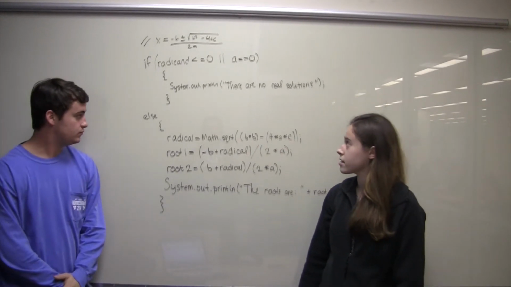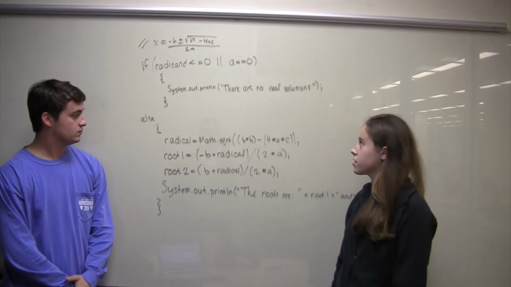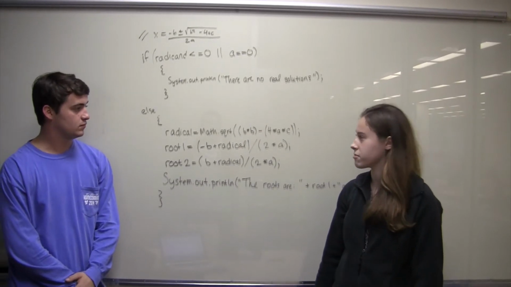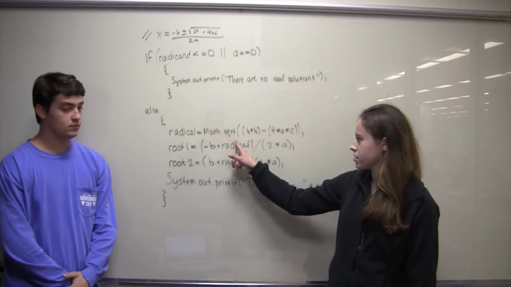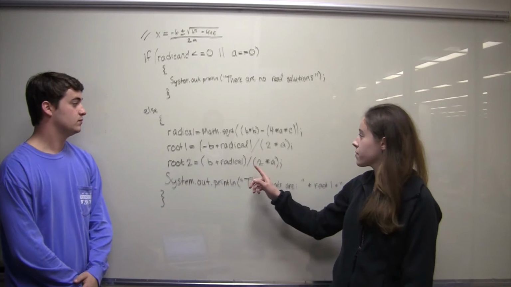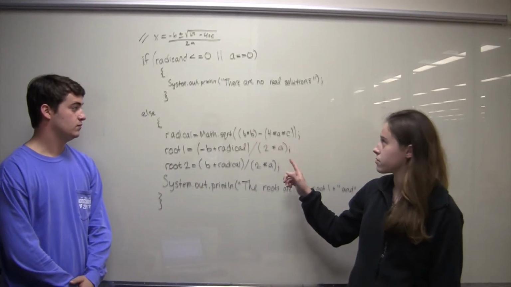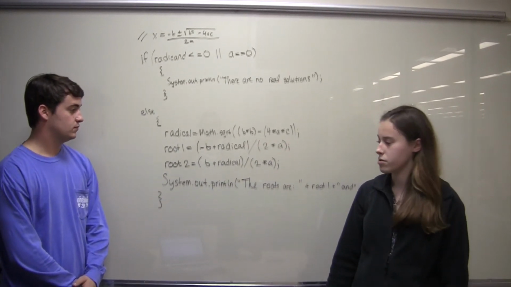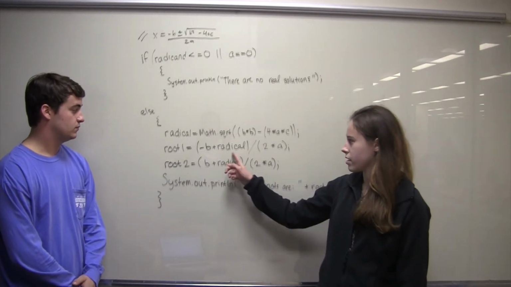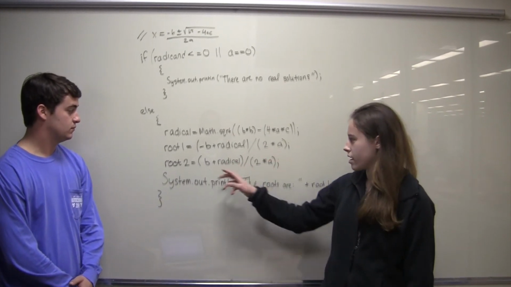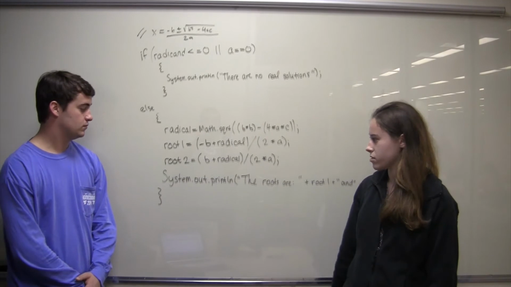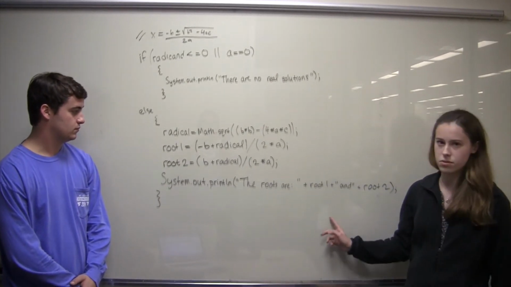And otherwise, if the radicand is greater than 0 and a isn't equal to 0, then it will calculate the radical, which is b squared minus 4ac, and then it will compute the two answers, so negative b plus the radical over 2a, and negative b minus the radical over 2a, and then it will print the two roots.